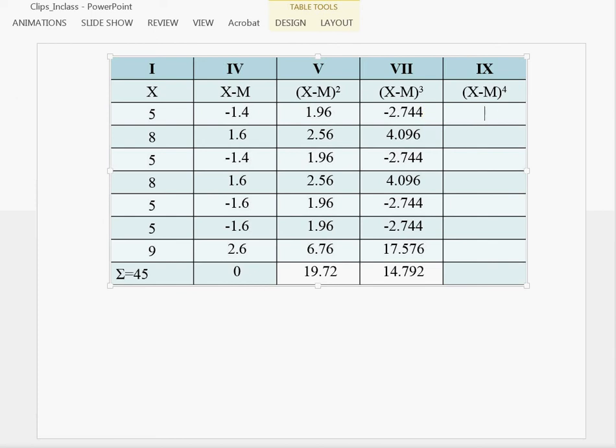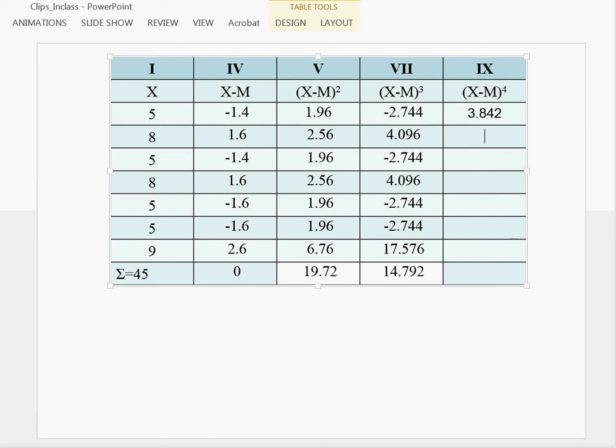For the first case, negative 1.4 times negative 2.744, you obtain 3.8416, and you keep it to the three decimal places, you obtain 3.842. Okay, for the first case.